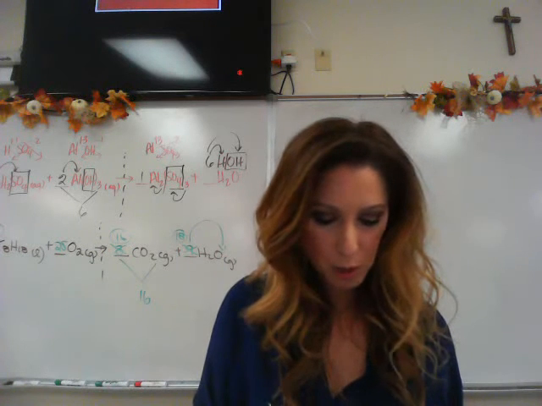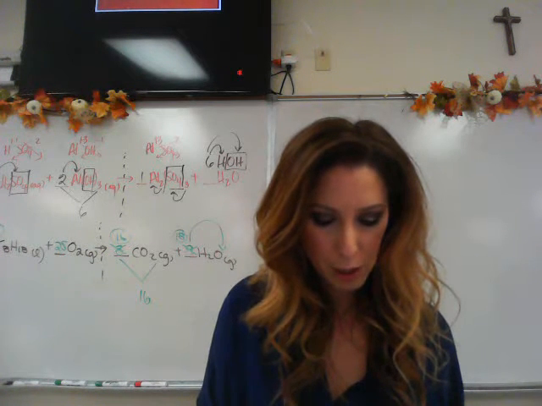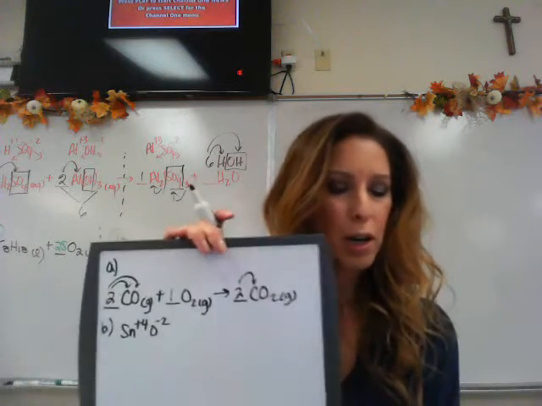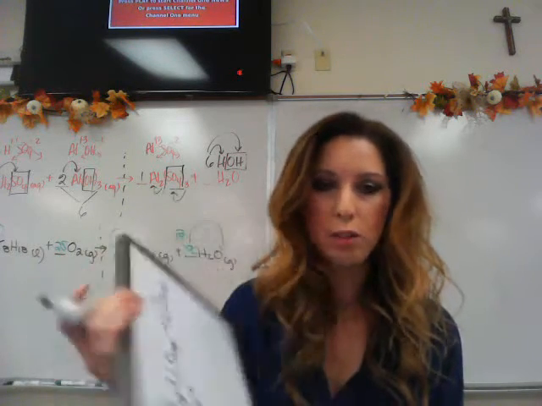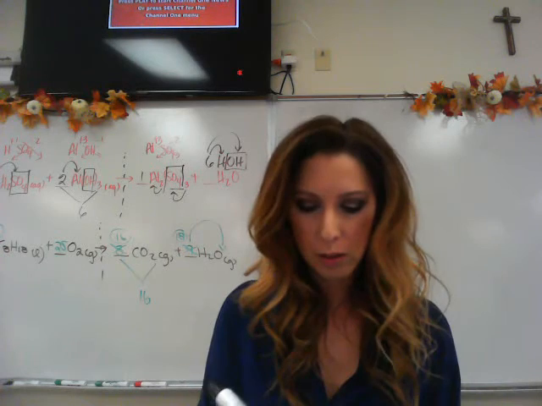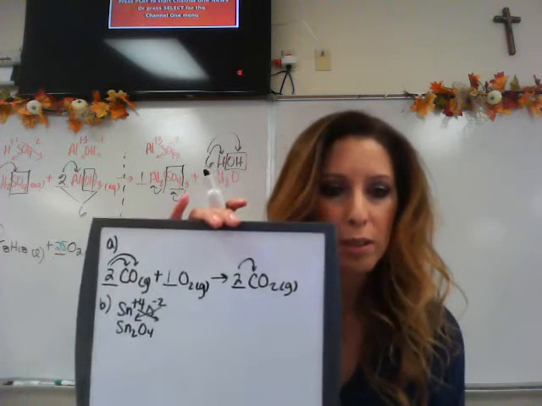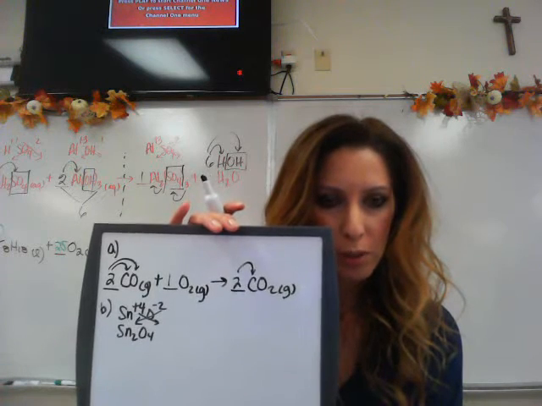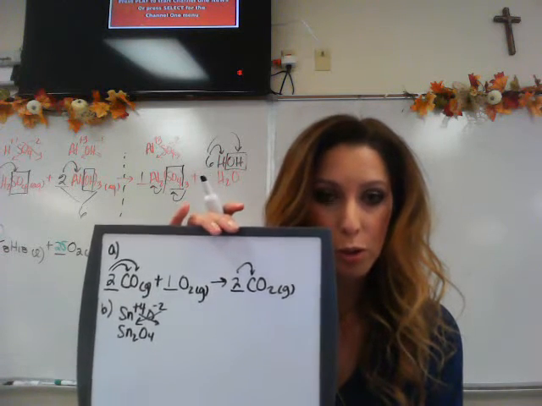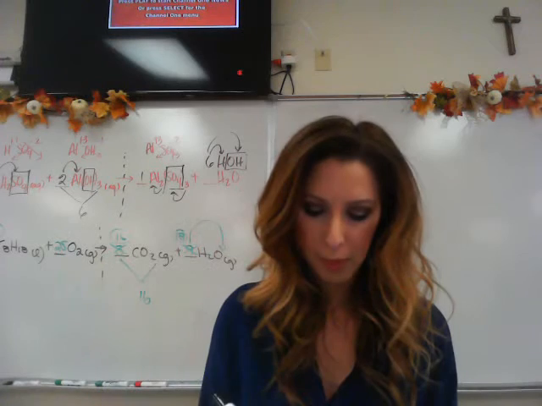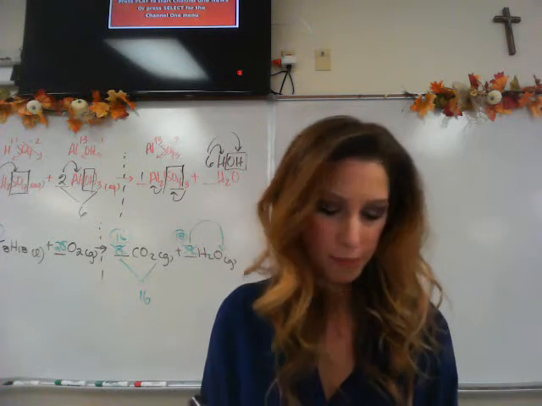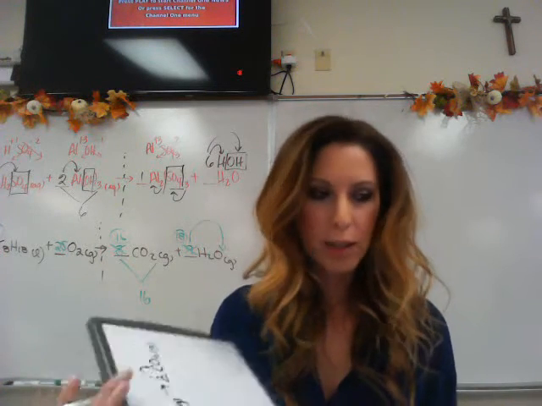solid tin(IV) oxide. For this, you have to cross charges. These are the 2 ions that you have. If you cross their charges, you're going to end up with Sn2O4. Now, you can simplify the subscripts and make them SnO2. It's a solid, so we put a little s after it.